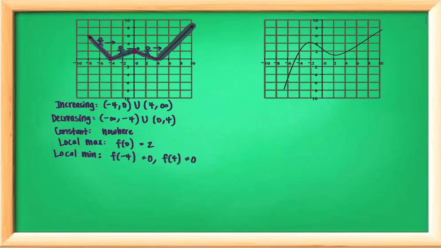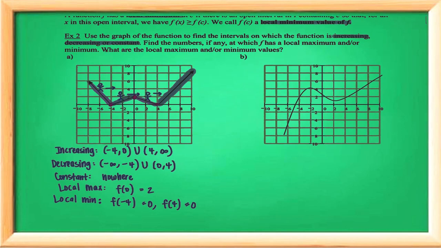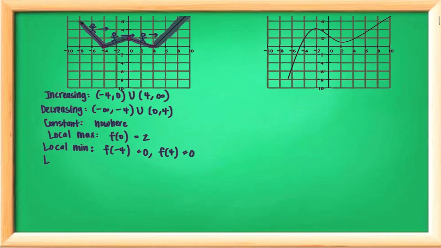You cannot have a local maximum of infinity. They have to be finite numbers. They have to be the largest or smallest function value in an open interval. Okay, what else are they asking for here? Last part says, what are the local max and or min values? So now they just want the y value. Local max value is going to be 2, just the y coordinate part. And then local min value, it's the same here. They're both 0. They could be different. Very good. Now, let's look at another example.